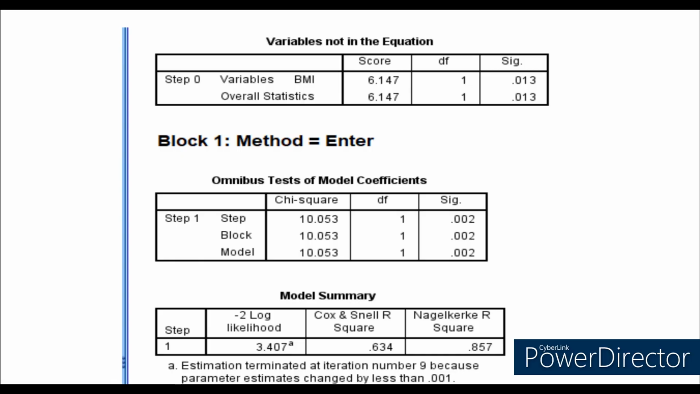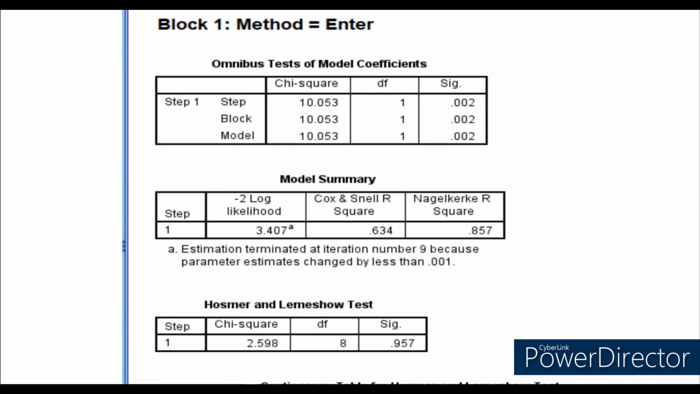Okay. So now you need to check the second test, which is very important, that is omnibus test for model coefficients. So if you can look at the p-value, that is 0.002, which is less than 0.05. So we can say that it is statistically significant.